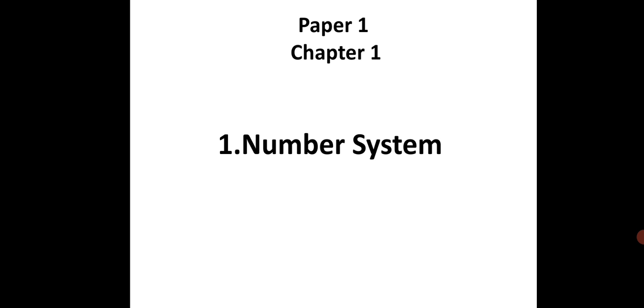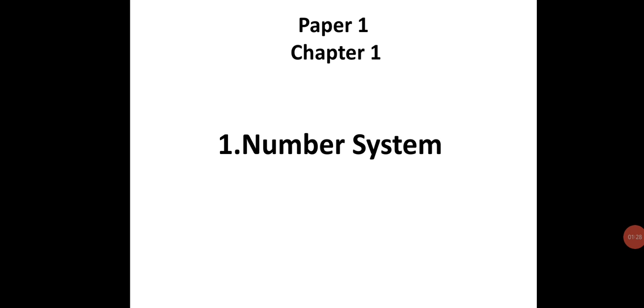So today we are going to start with the first chapter of paper 1, that is number system. This chapter is very important because it includes different machine codes, binary arithmetic and their conversion, called encoding and decoding methods. After completing this chapter, you will be able to convert any given number into any computer code and able to add, subtract, multiply or divide using binary numbers.